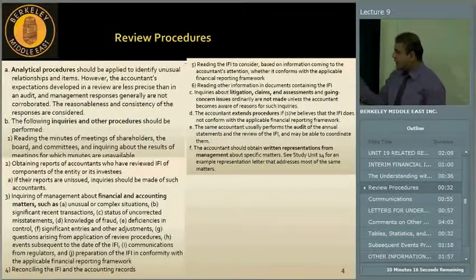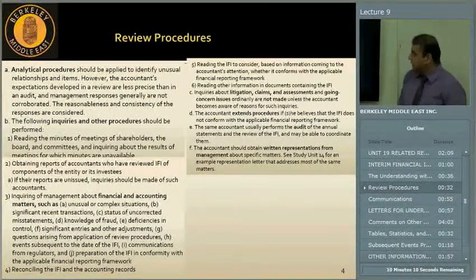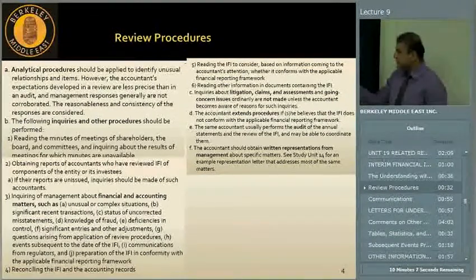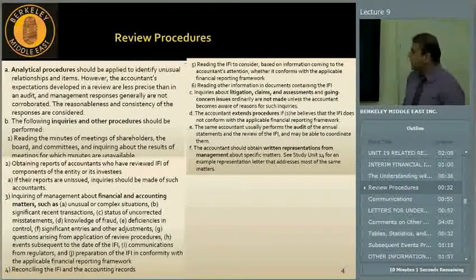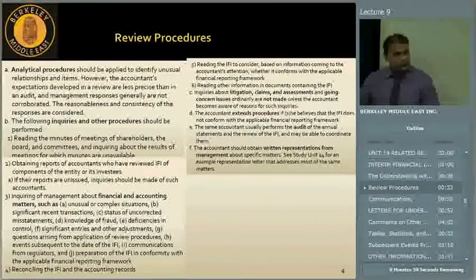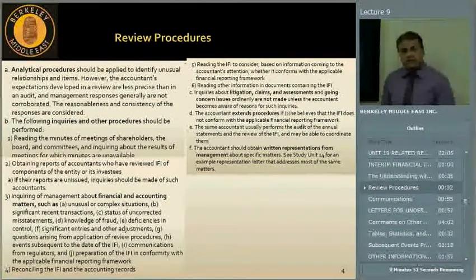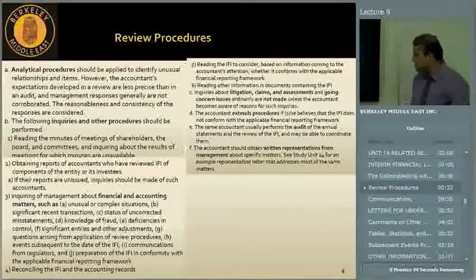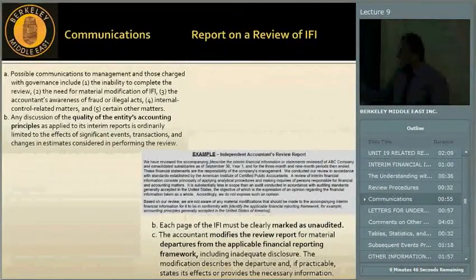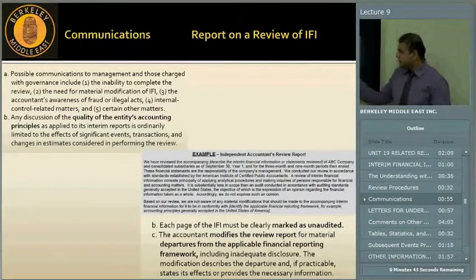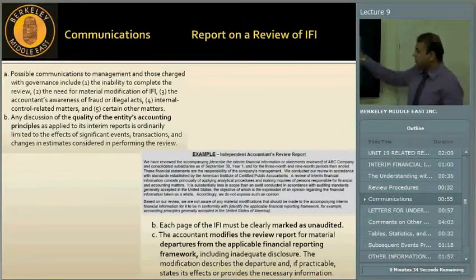Now, analytical procedures will be applied and we can inquire about other formalities and procedures. Management can be asked about financial and accounting matters, and non-financial matters can also be asked. Then you can look at litigations, claims and assessments, and whether any going concern issues are there. And you can see if there is some need to extend the procedures. This is all standard. Then for communication, we can have discussion with management on the quality of the entity's accounting principles. Independent accountant review report.